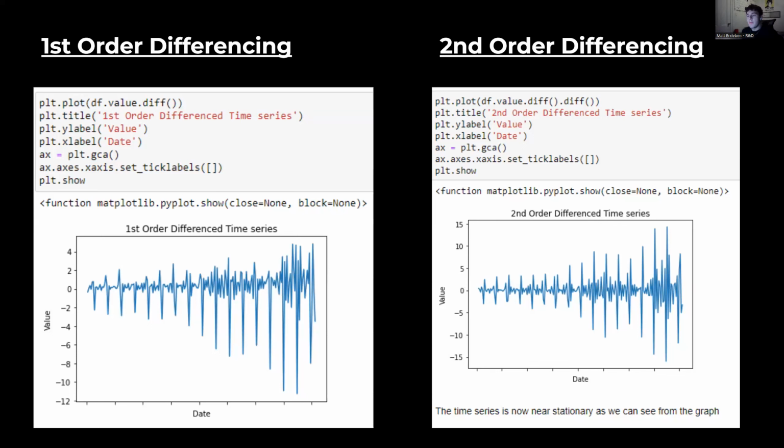As we can see here, it's much more centered around the mean, right? It's much more of a constant mean. There's still a changing variance over time. There's still a bit of seasonality.